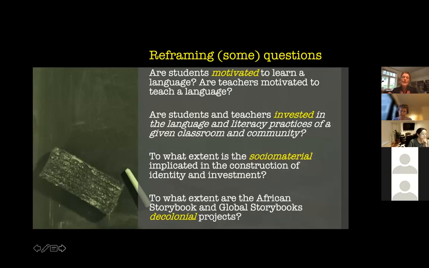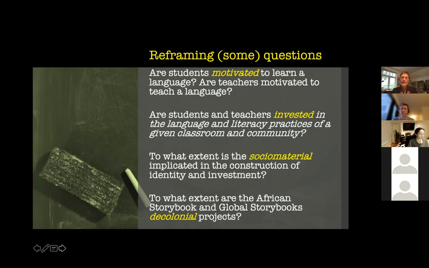So, looking back at some of those questions: while we can talk about motivation, it's also very interesting to talk about investment, the investment that learners, students and teachers have in the language and literacy practices of a given classroom and community. And if there is a lack of investment, we may also have dropouts and lack of success.